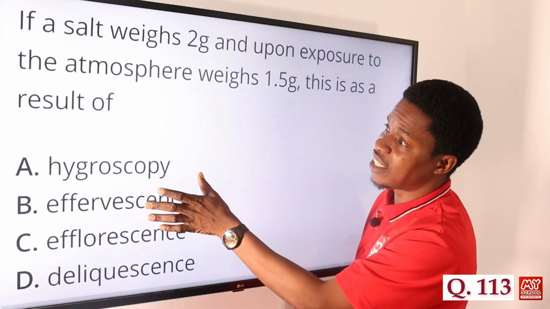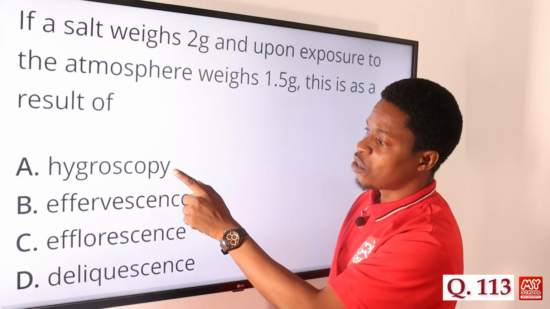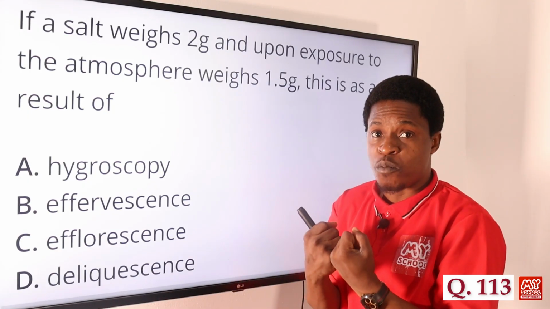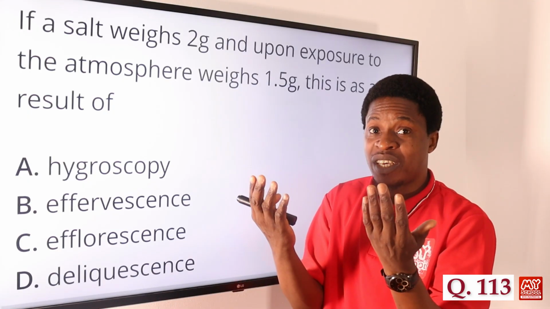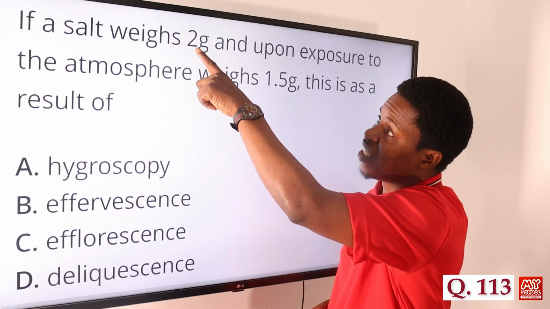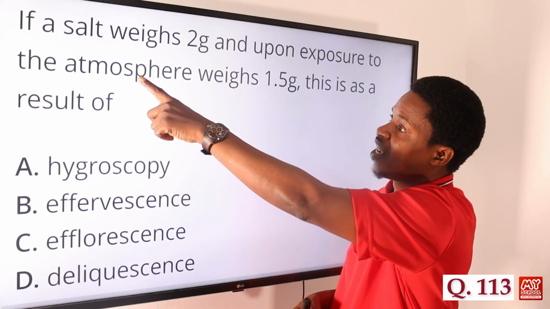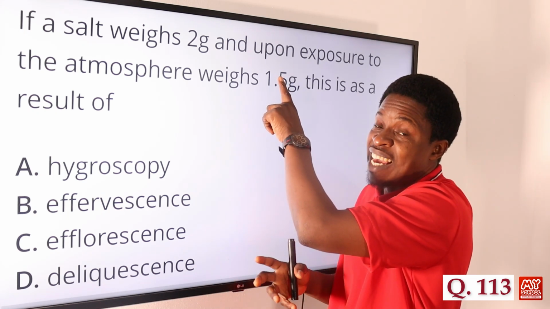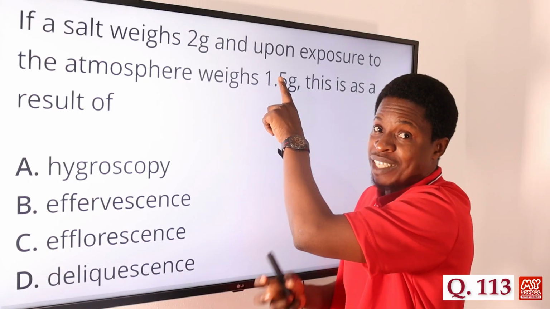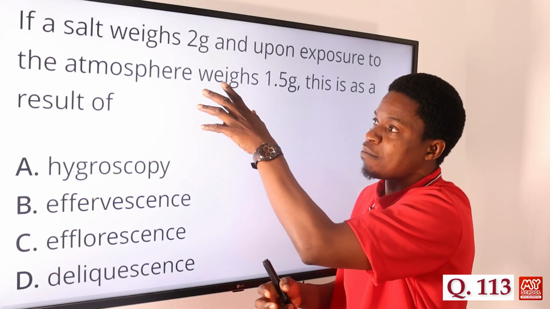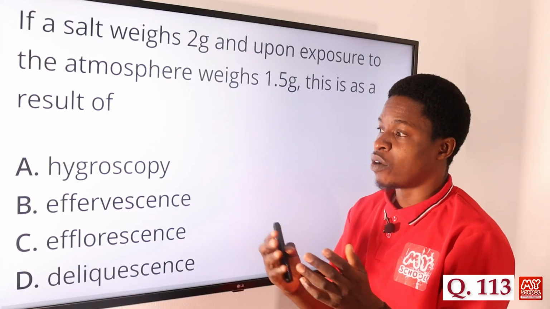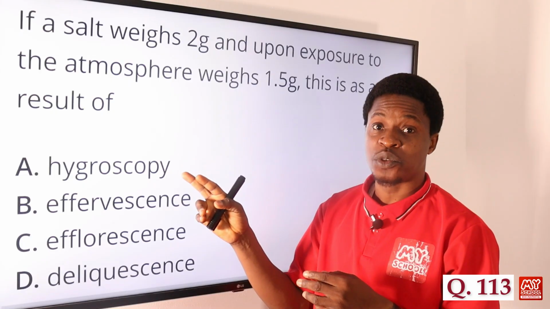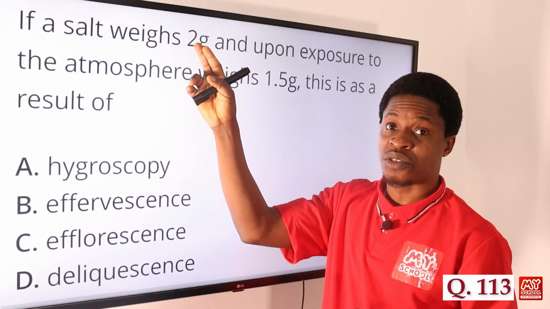So let's look at option A. It says hygroscopy. Hygroscopy has to do with absorption of moisture content. If the mass was initially 2 grams, but when you expose it to the atmosphere you now have 2.5 grams, it means there's an increase in the weight of that salt. And if it then turned into solution, we would say that is hygroscopy. But in this case, that is not so. There's a reduction in the mass.